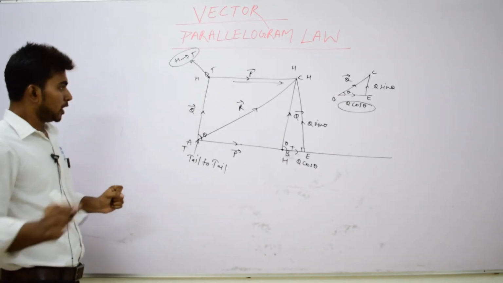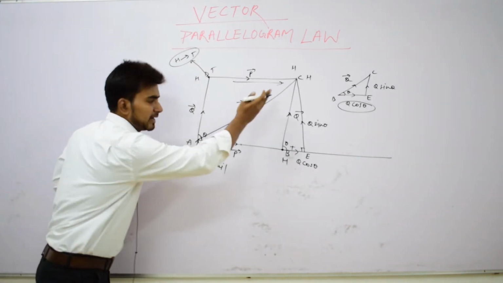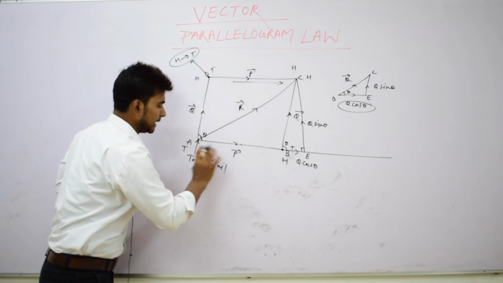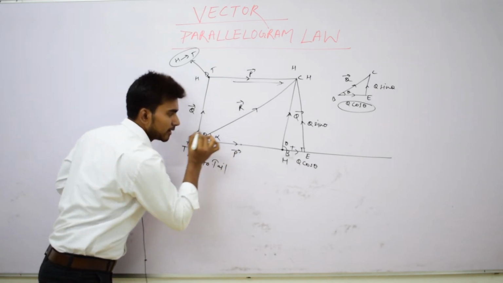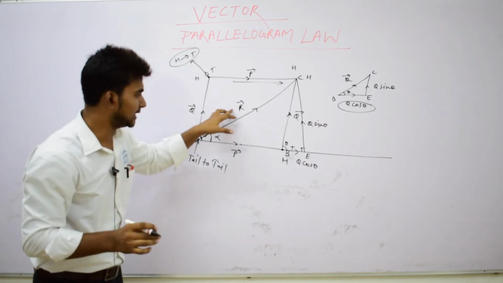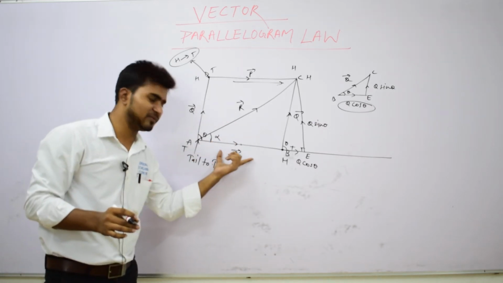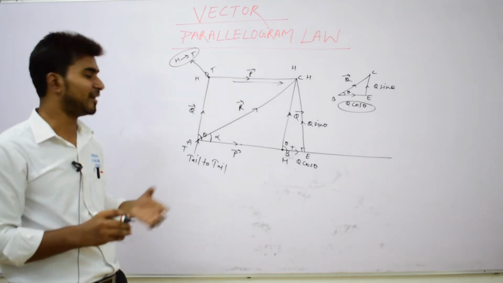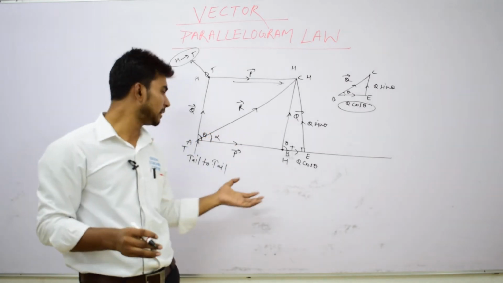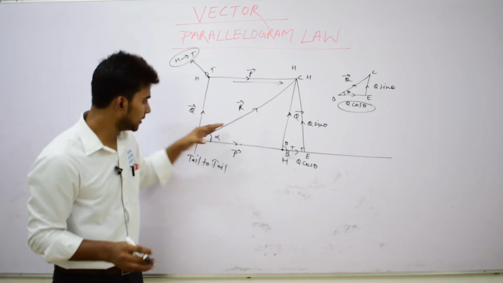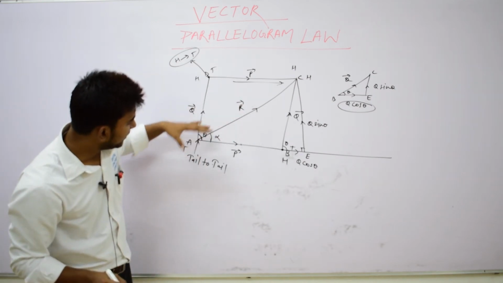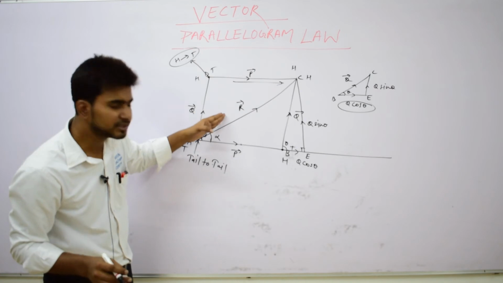Let's suppose this resultant R is making an angle alpha with this vector P. It means the resultant is making an angle alpha with vector P, because sometimes we need to find the direction of the resultant also. That is why I am considering this angle as alpha. Again, this is the angle between the one vector and its resultant.